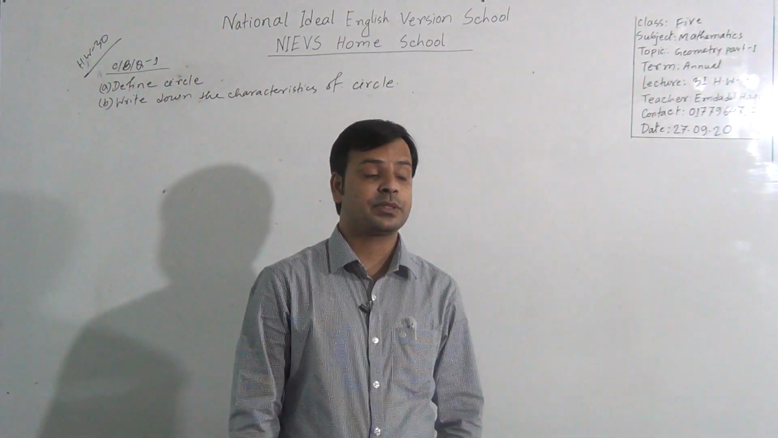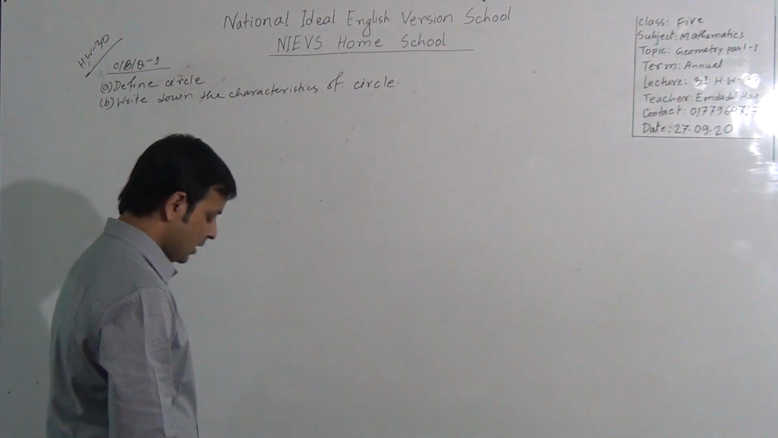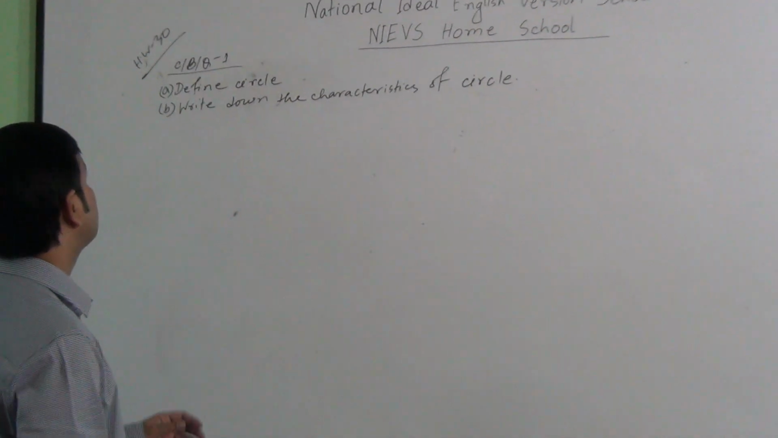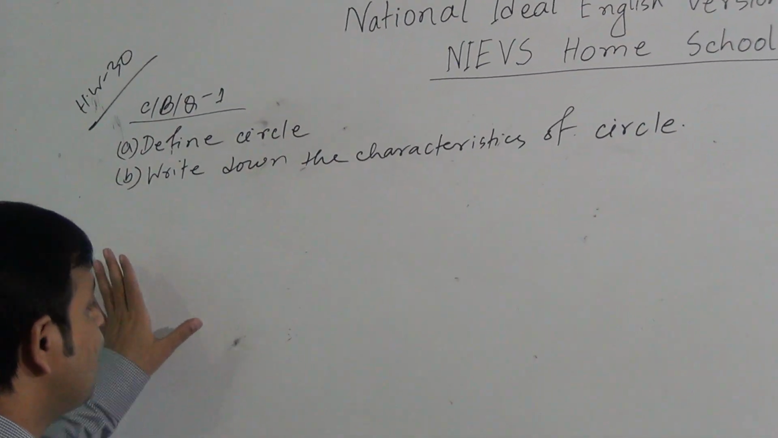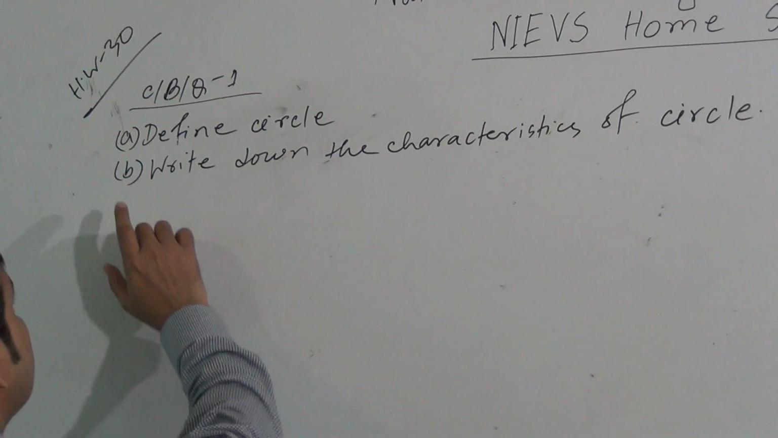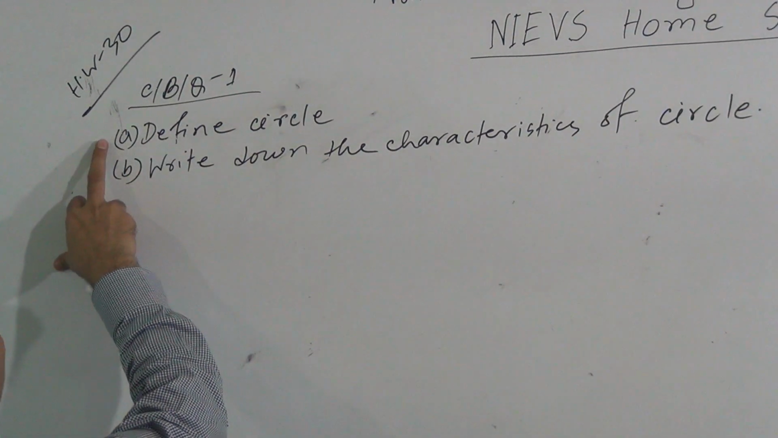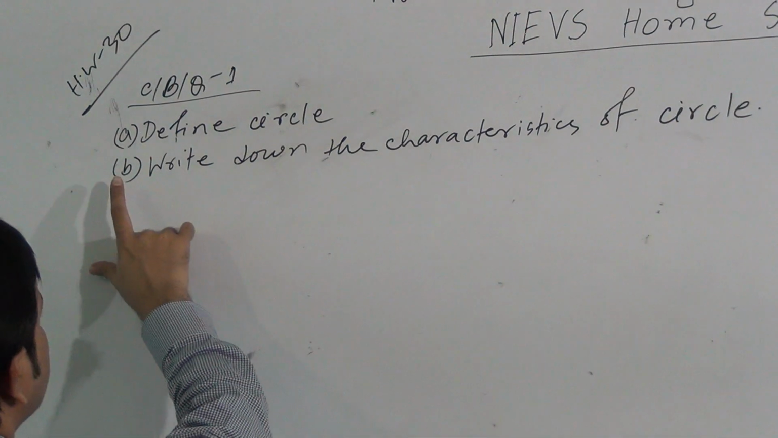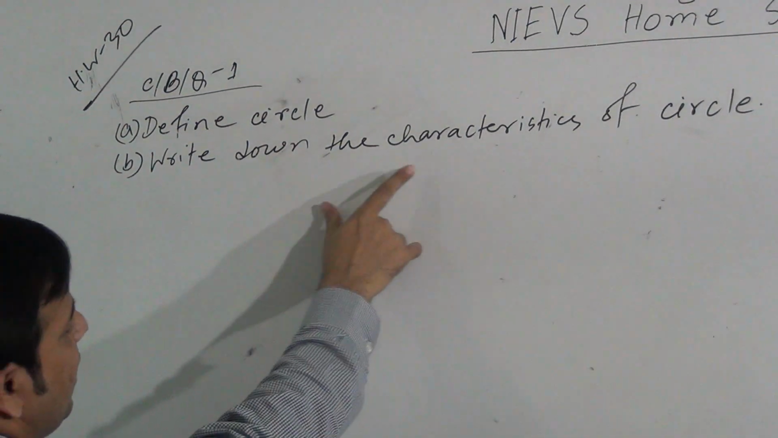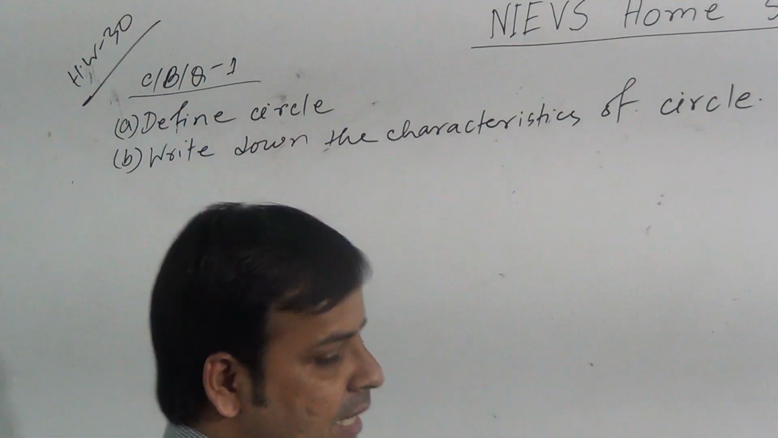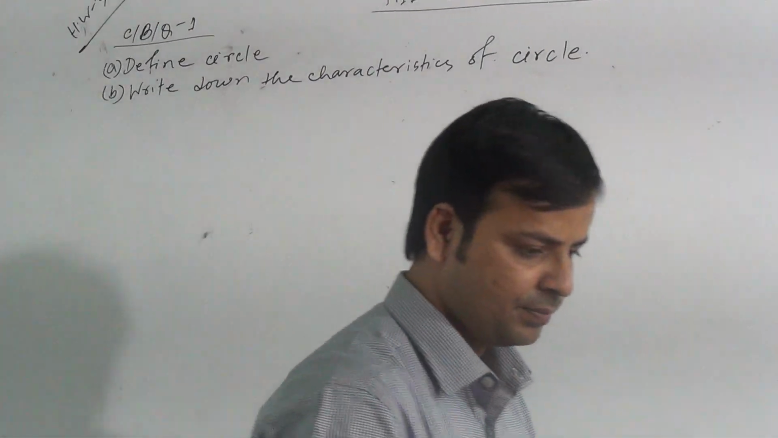Okay, dear students, now see. Our topic of annual term examination was circle. So I have taken the question from the topic circle. Here the competency based question 1 I will solve today. Here first question is define circle and second question is write down the characteristics of circle. Okay, dear students, now see how can we draw a circle.